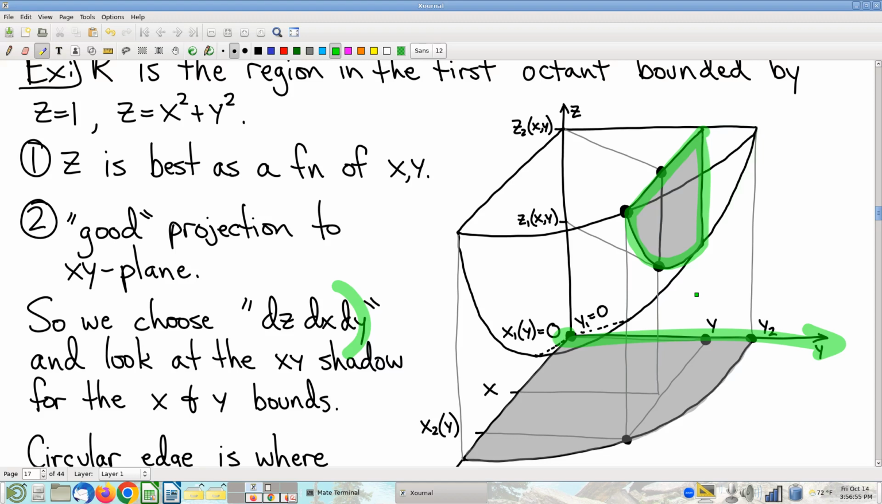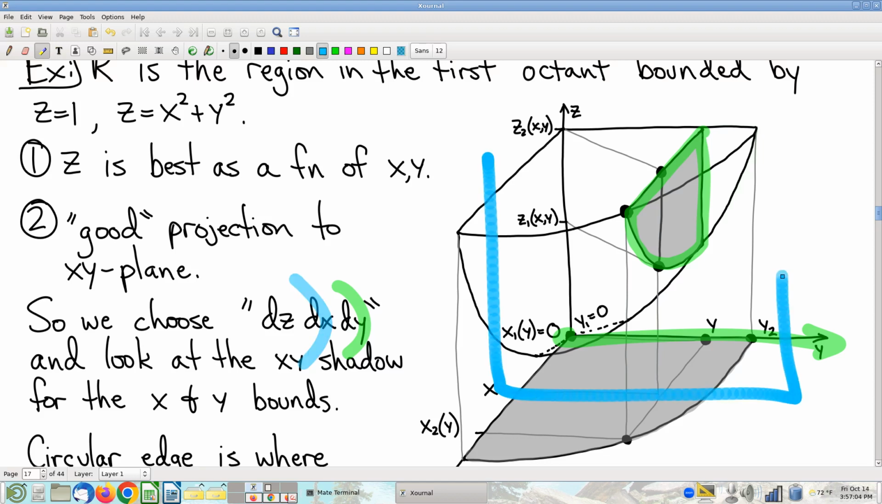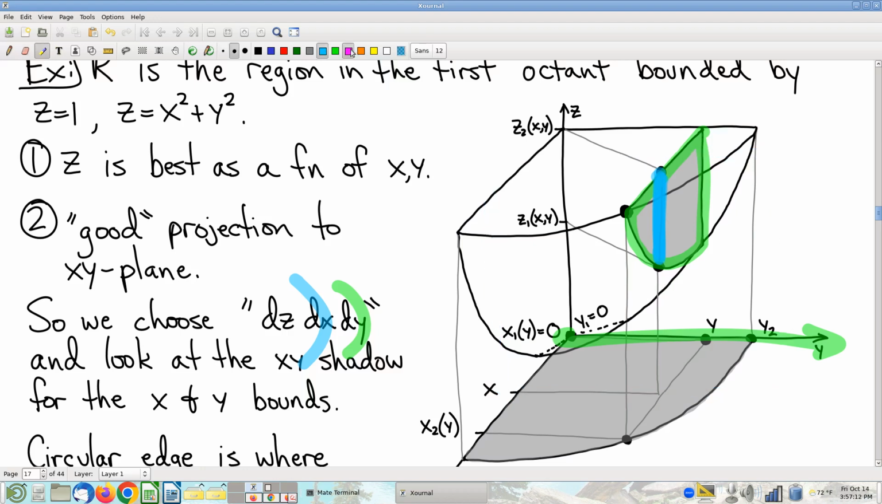Okay. All right, so there's my y slice, and I can talk about where it starts and ends, and then I can talk about x slices of my y slice. Here's what x slices look like. They're going to cut through there kind of like this. Right, after which I can then talk about z going from sort of there up to there.